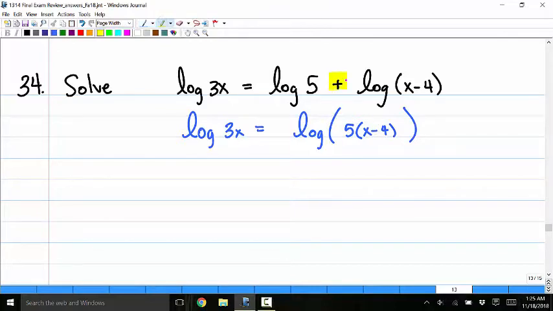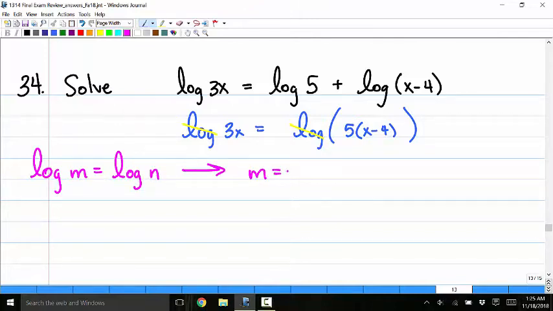And why did I do that? Because I had a plus here. So I need to multiply 5 times x minus 4 when I write it as a single log. Now I can get rid of the logs because I have log on both sides. I'm using the property that says log m equals log n implies m equals n. That's the rule that I'm using right now.